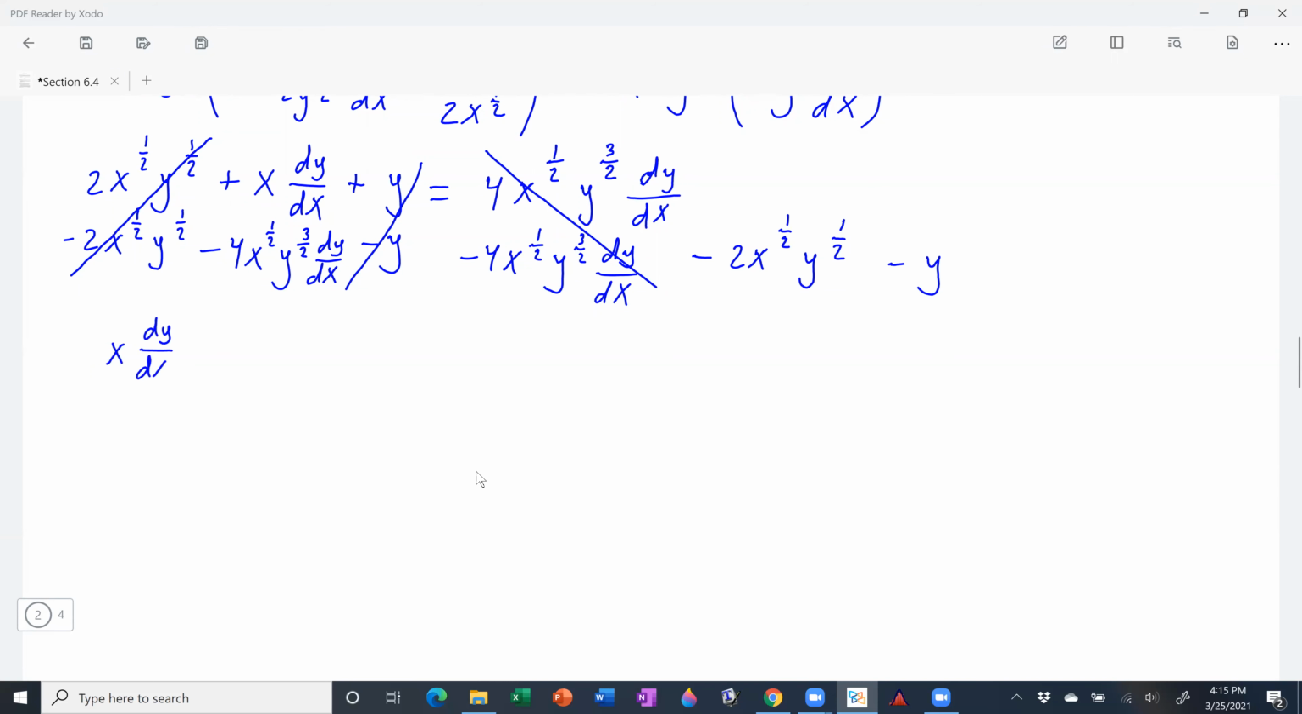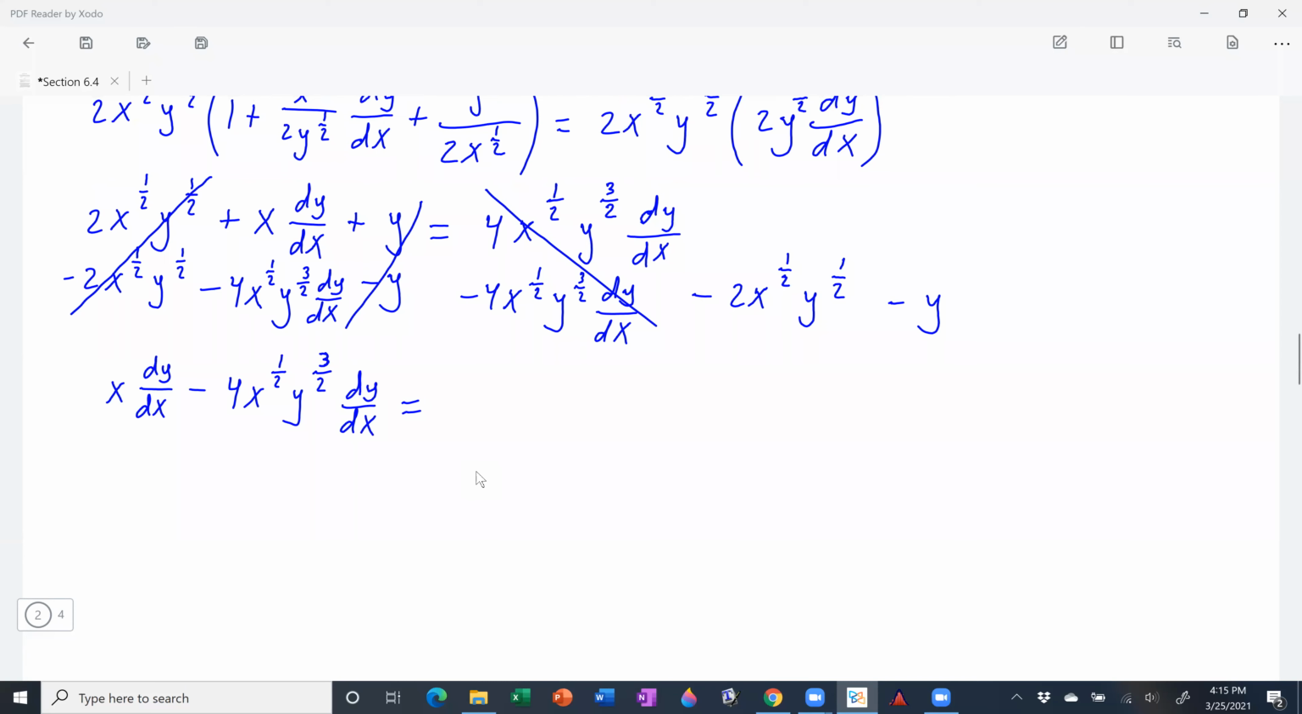And then there's this minus 4x^(1/2) y^(3/2) dy/dx. And then over here on the right-hand side, we canceled out that big dy/dx term, and then we subtracted these two other terms. So we've got just minus 2x^(1/2) y^(1/2) and minus y.